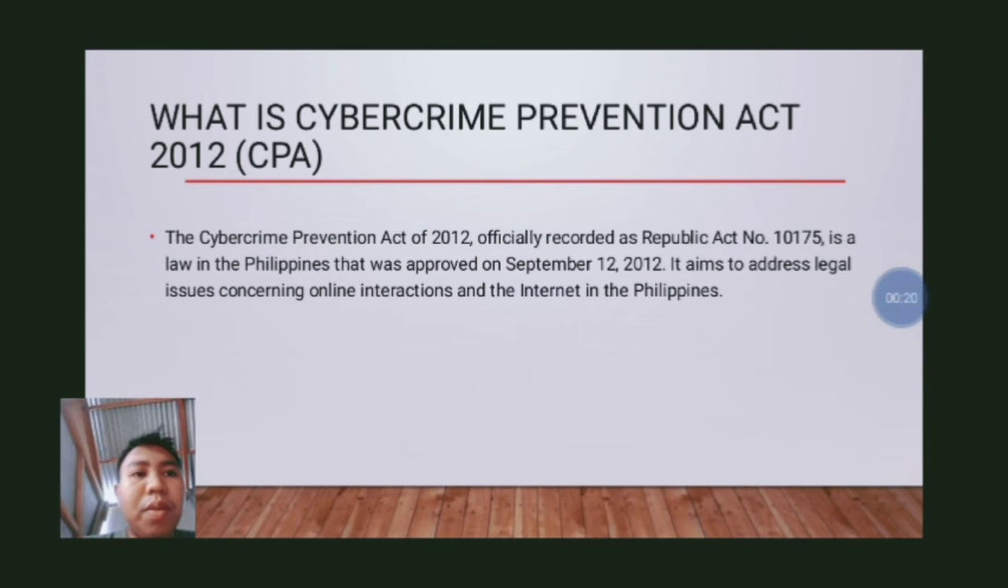What is the Cybercrime Prevention Act of 2012? The Cybercrime Prevention Act of 2012, officially recorded as Republic Act number 10175, is a law in the Philippines that was approved on September 12, 2012. It aims to address legal issues concerning online interaction and the internet in the Philippines.